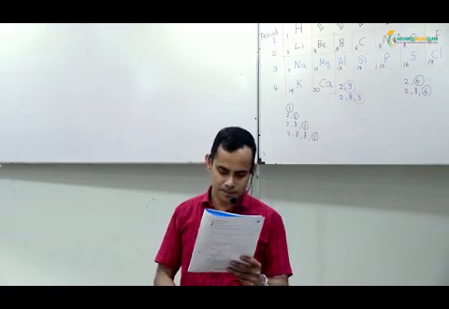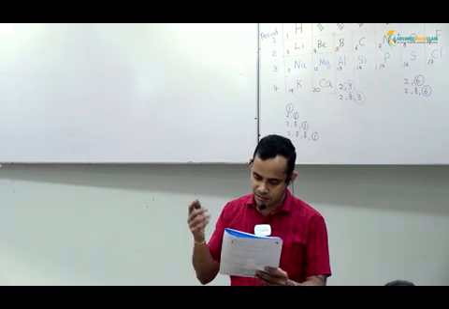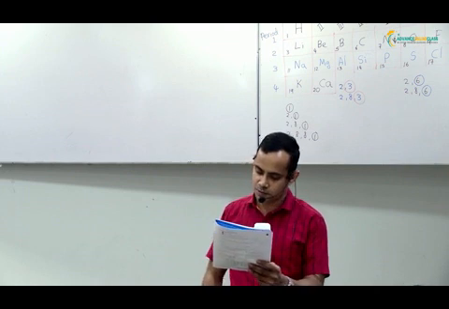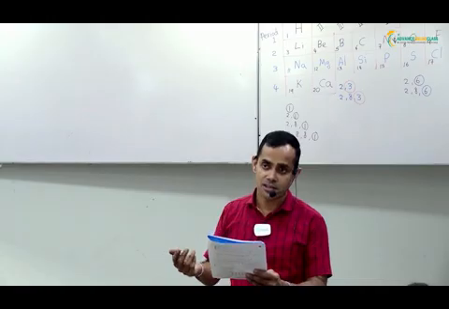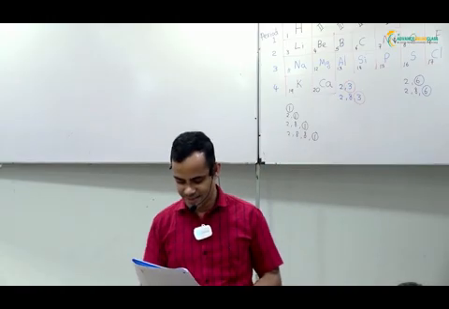Right. So the answer: properties of elements depend on the number of electrons in the valence shell. Example, elements in the same group show similar properties. Why? They have the same number of electrons in the valence shell. Right?